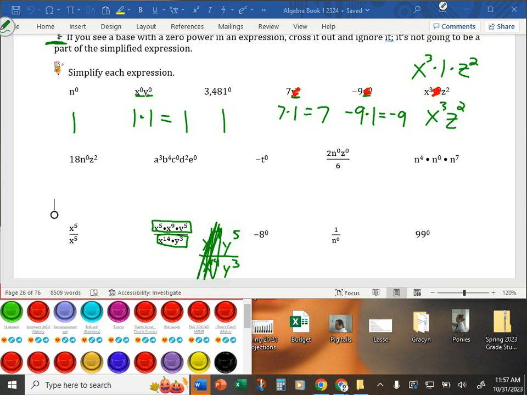And I'm left with y to the 5th over y cubed. What does that simplify down to be? Landon? Y squared. 5 minus 3 is 2. Those 2 y's are in the numerator because that's where I had more to start with. And so y squared would be the answer.